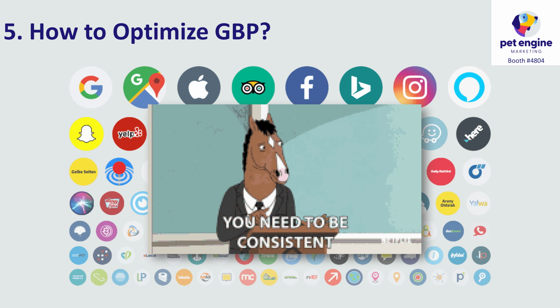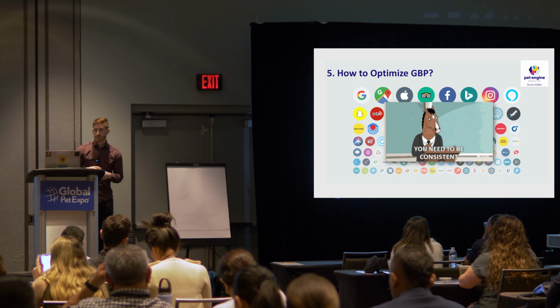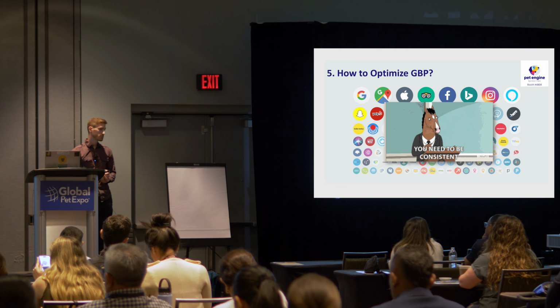Or you can also work with some software providers. There are some specific to the pet industry that provide software that manages all these listings for you. Not only that, they'll create them for you, and it'll make sure that you have consistency in your name, address, and phone number across all of these listings.